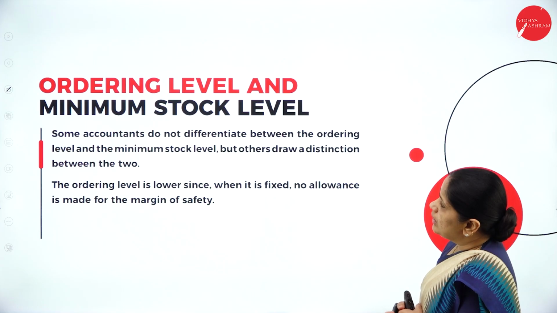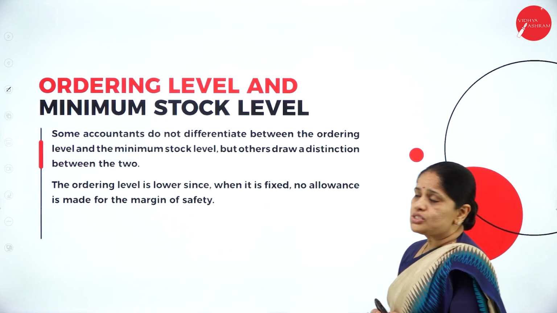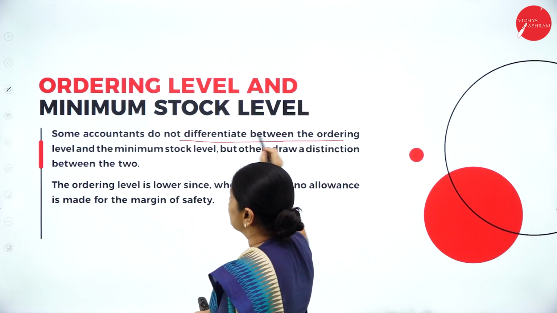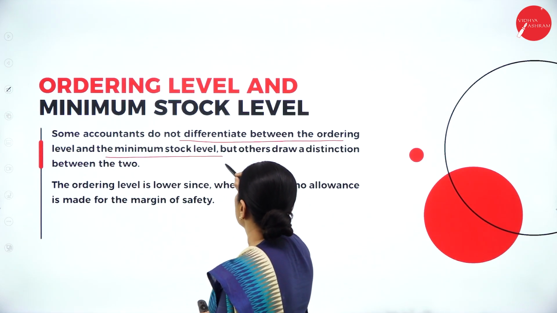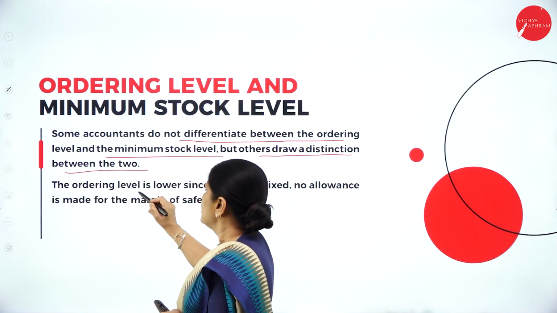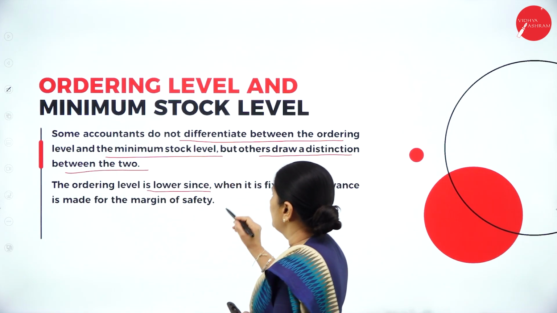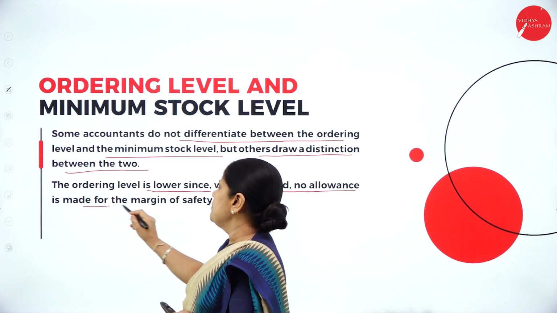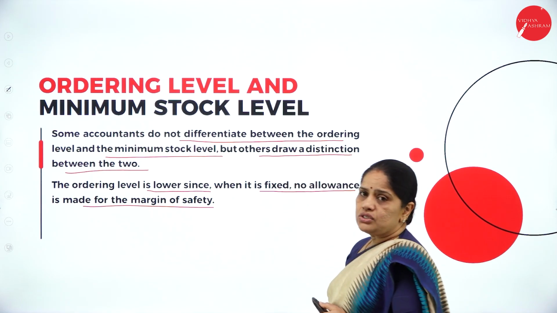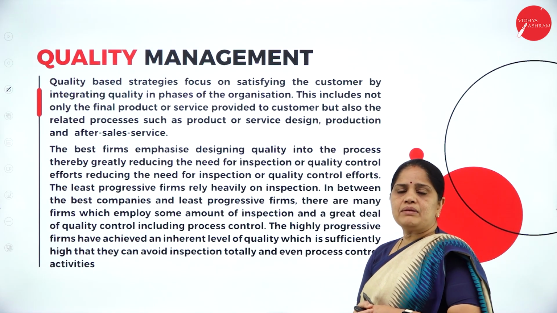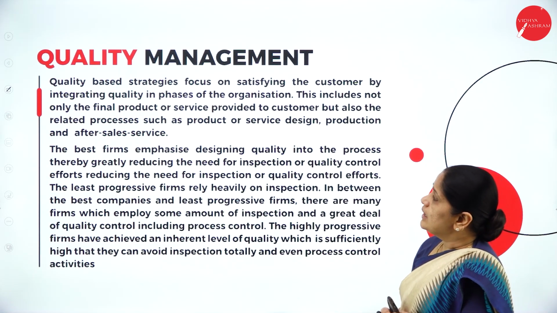Next, reordering level and the minimum stock level. Some accountants do not differentiate between the ordering level and the minimum stock level, but others draw a distinction between the two. So the ordering level is lower, since when it is fixed, no allowance is made for the margin of safety. So next one, let us understand what we mean by quality management.